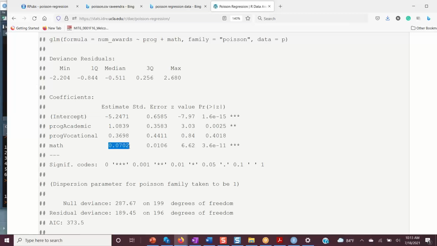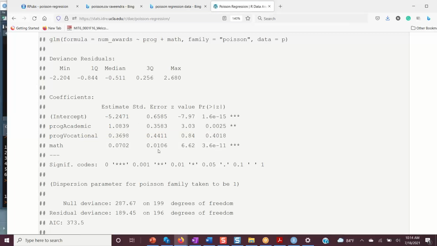And math score does matter. You see this one? It is significantly related to the number of awards. If students belong to the academic program rather than vocational or general, they are more likely to get more awards. That's what it says. This one is lower than that one because the unit of measurement is different. This is a class variable and this is a continuous variable. But nonetheless, these two are significant. Vocational programs are less likely to get a lot of awards. Is everybody good with how I interpreted it?